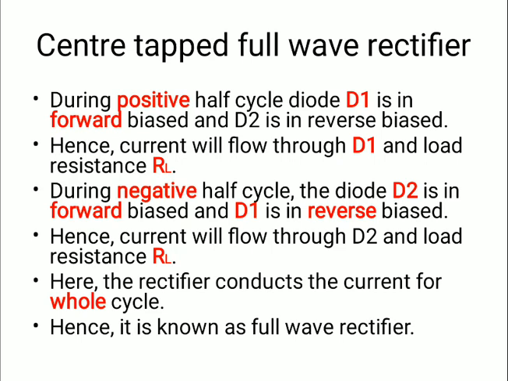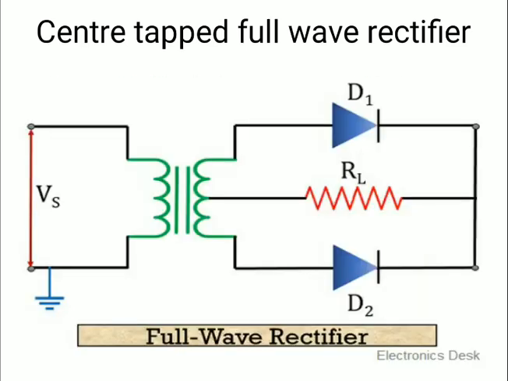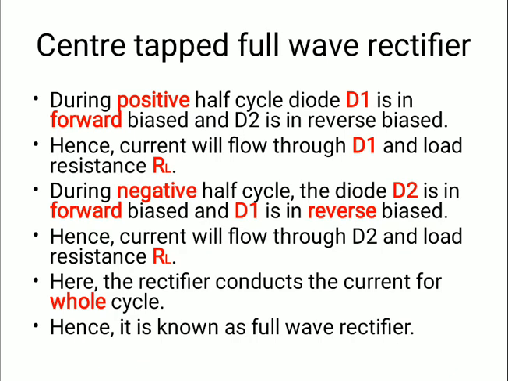Now let us once again read the full concept. During the positive half cycle, diode D1 is in forward bias and diode D2 is in reverse bias. Hence the current will flow through D1 and the load resistance RL, as you can see in the diagram. But during the negative half cycle, diode D2 is in forward bias and diode D1 is in reverse bias. Hence the current will flow through D2 and the load resistance RL. Here the rectifier conducts current for the whole cycle, hence it is known as a full wave rectifier.